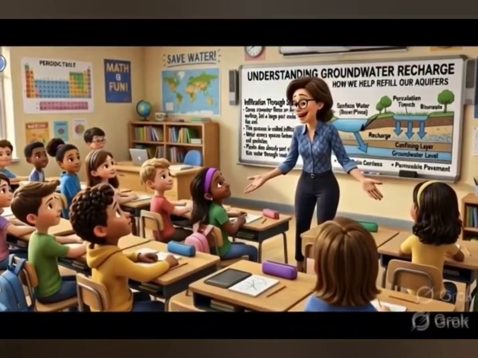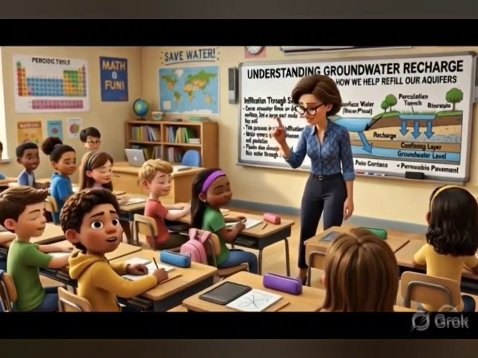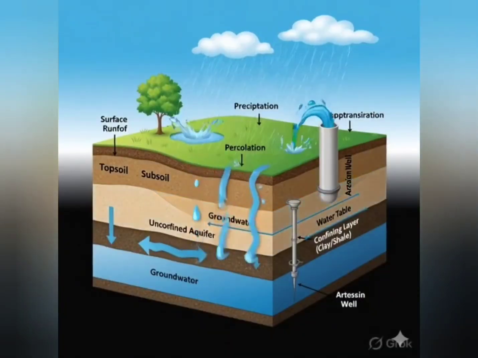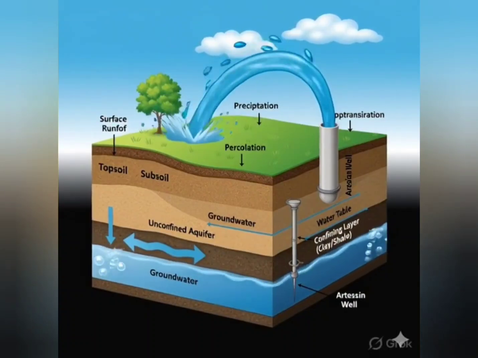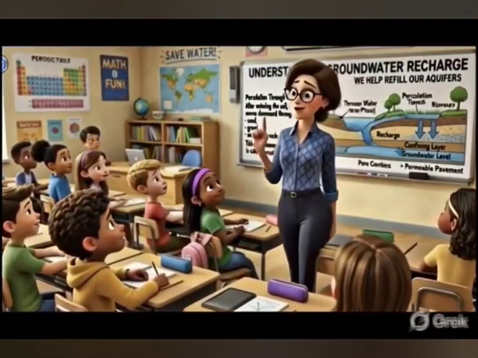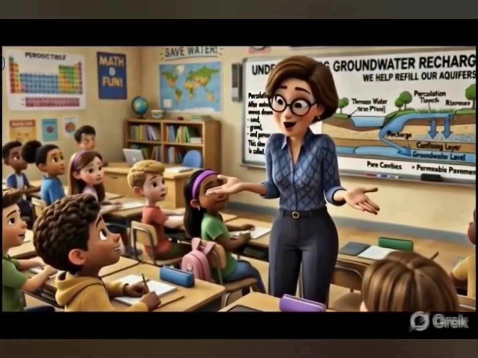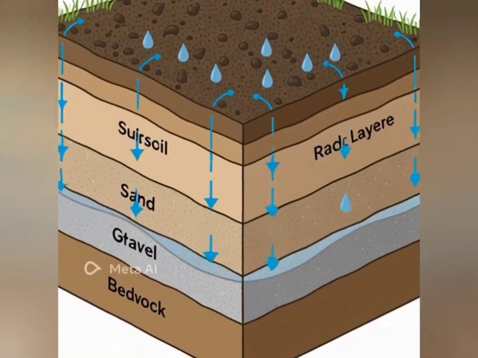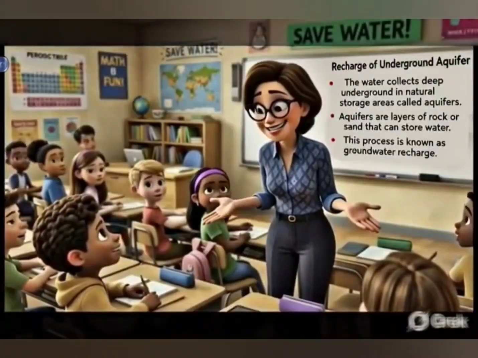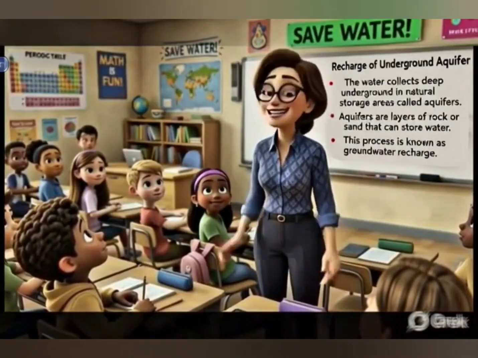So, percolation allows water to reach the aquifers. How does it refill? Through recharge areas, like rain gardens. Oh, I see. Question. All right, class, this diagram shows how groundwater is recharged. So water goes through the rocks? Exactly. It's called percolation. The water collects deep underground in natural storage areas called aquifers. This process is known as groundwater recharge.